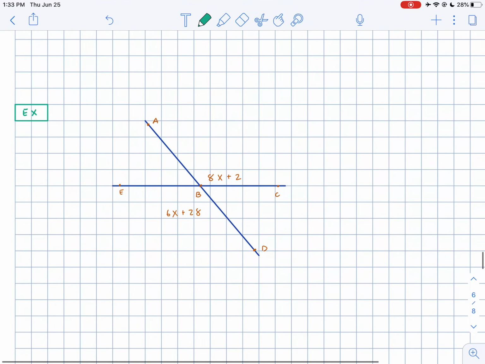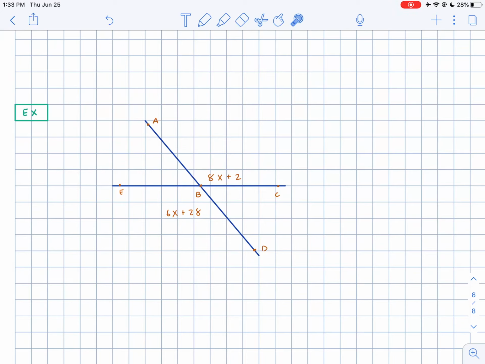Next example. Oh, I should have written a question. But we want to find the angle of A, B, and C. Okay, how can we do that? Now, instead of numbers, we're given an algebraic expression.